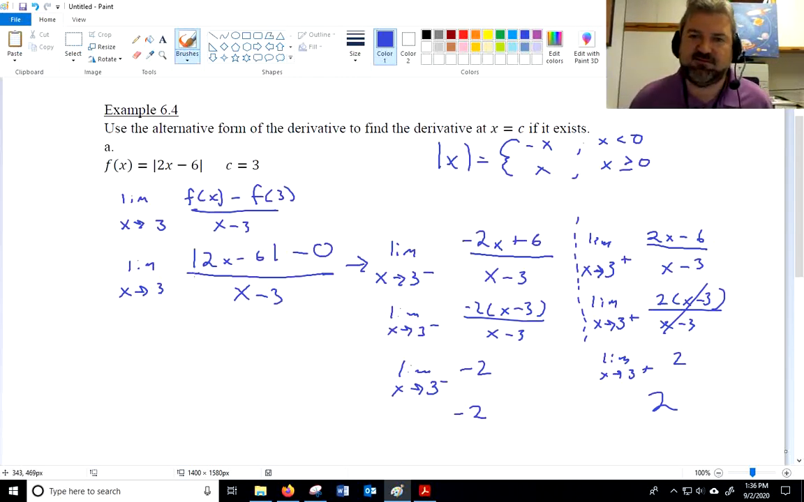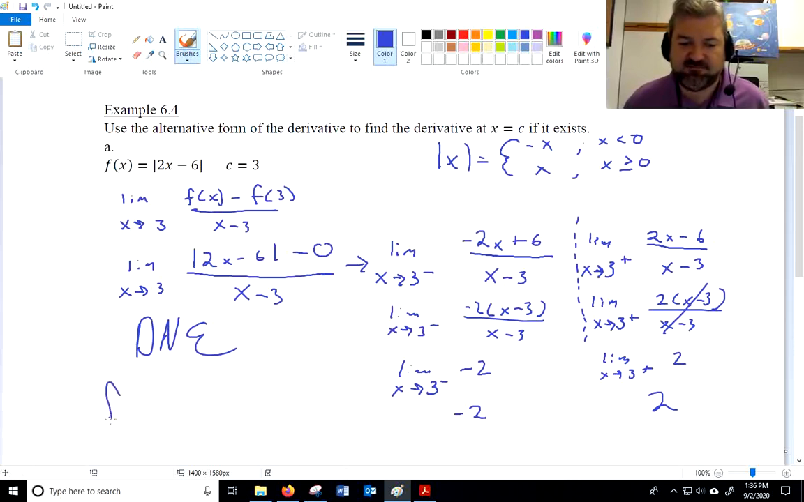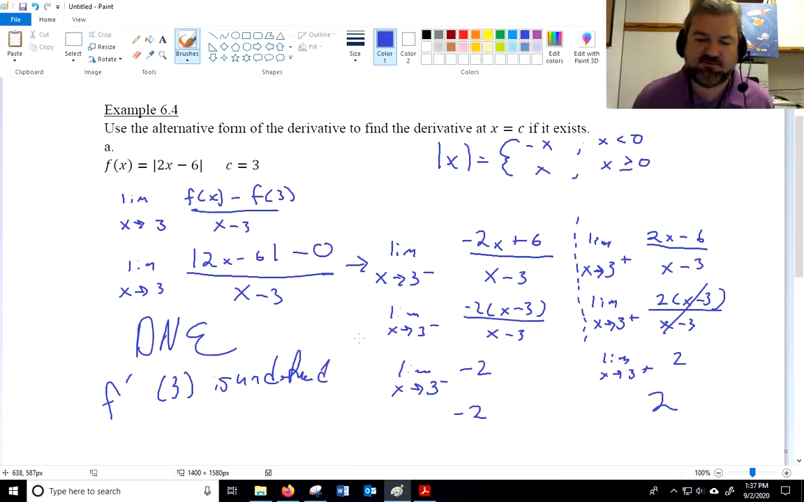What does it mean when the limit does not approach the same value when you take a left-hand and a right-hand limit? It means that the limit does not exist. So since this limit does not exist, we would say that f prime of 3 is undefined. Or some people will say the derivative does not exist there. Whatever it is, it's not differentiable. And we don't need to worry too much about the vocabulary of that in that regard.